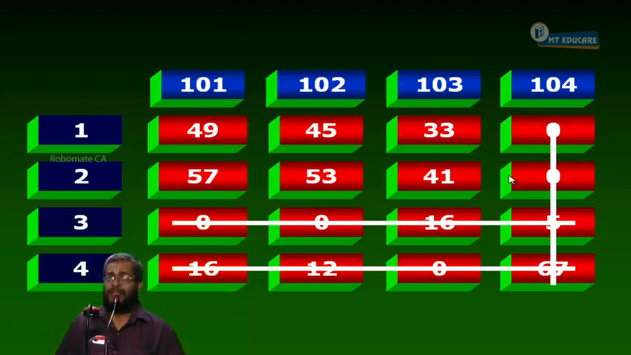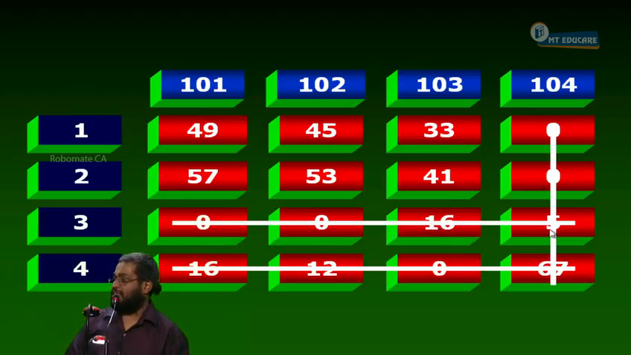What is the least uncovered number? 33. Start writing along with me. 49 minus 33? 16. Left to right, I am reading. 45 minus 33? 12. 33 minus 33, 0. The 0 remains unchanged. Next, 57 minus 33, 24. 53 minus 33, 20. 41 minus 33, 8. 0 remains unchanged.